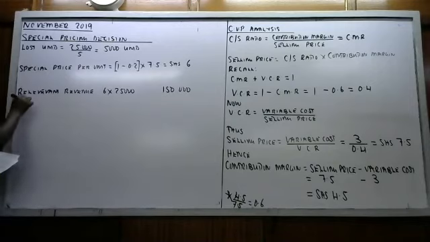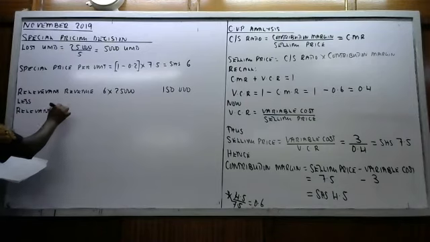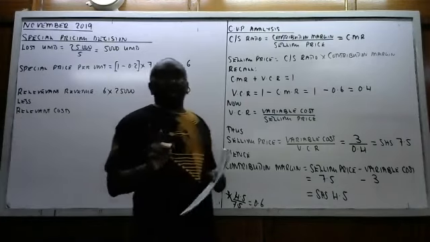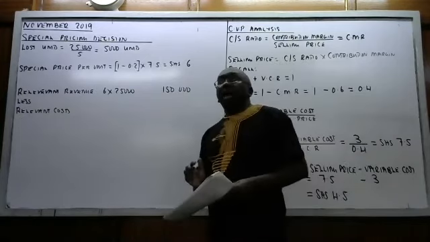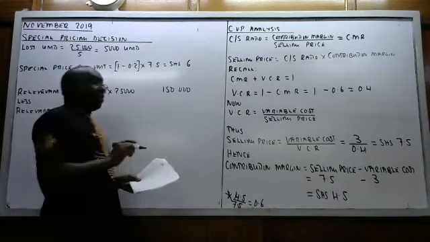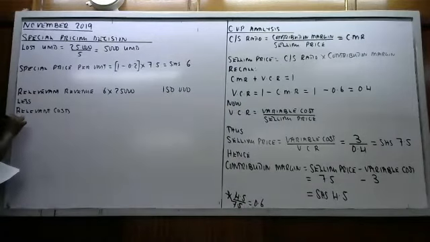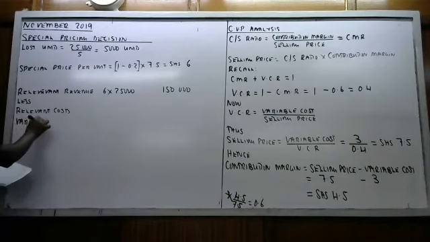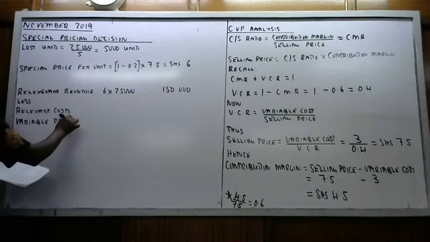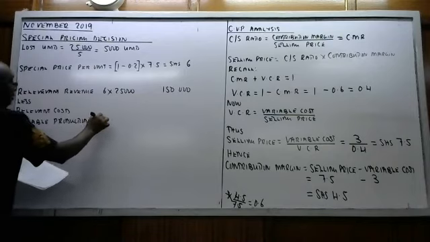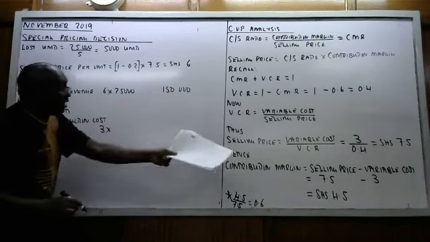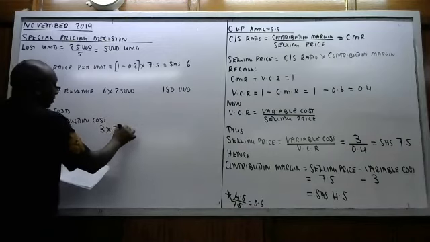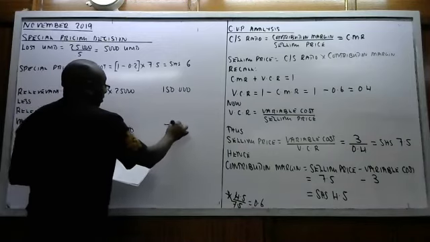Then you say less relevant costs. Relevant costs are the costs that will change because of that decision. And the first relevant cost is the variable cost. So we will talk of variable production costs. The variable production costs will be 3 shillings, because that is what we have gotten as variable cost, multiplied by 25,000. That gives us 75,000.